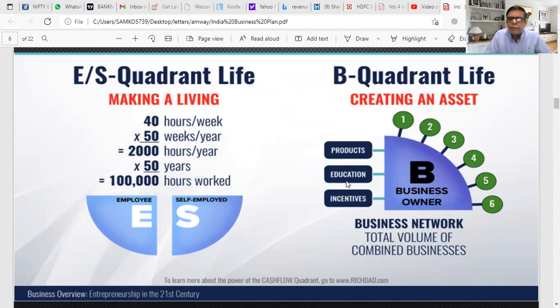Netflix provides entertainment. Now they put this on the web and they have literally millions and millions of customers. Now the total volume generated by the customers helps the business owner create cash flow. And this is exactly the model we are following.